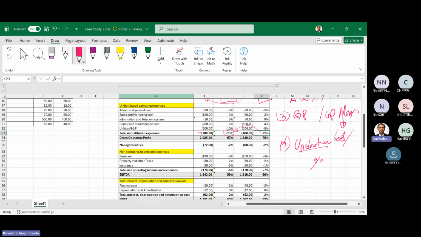What has increased? What are the contributors to that problem? Can someone tell me where the problem is occurring from? Look at the P&L very carefully. Look at the undistributed expenses line by line. HLP is one, yes, good. What is the other one?